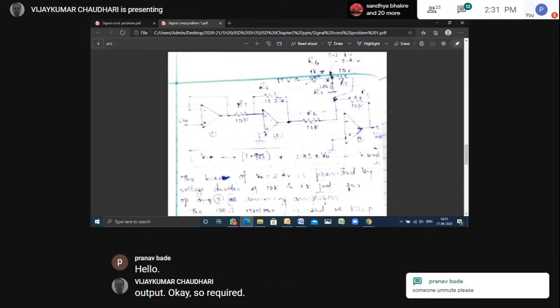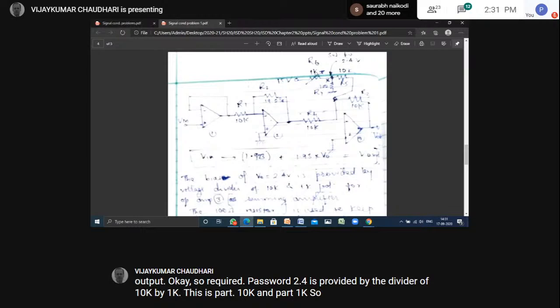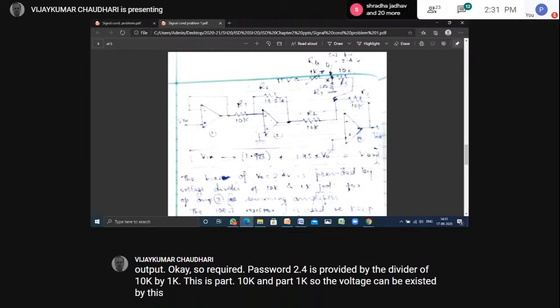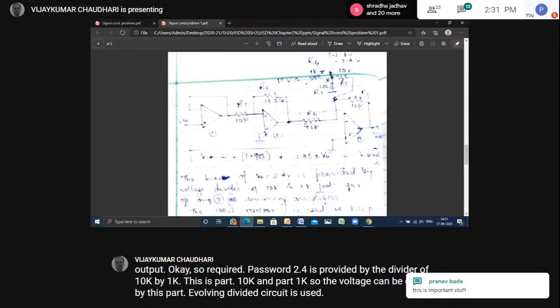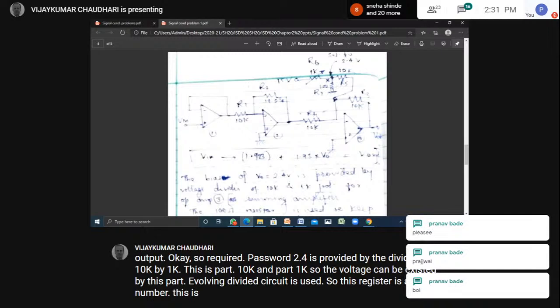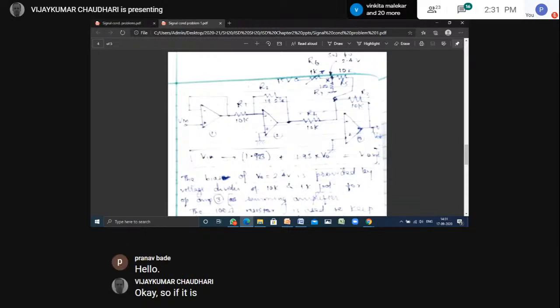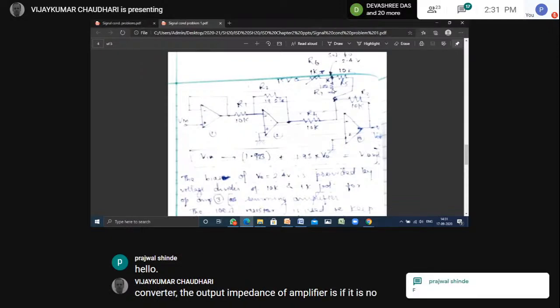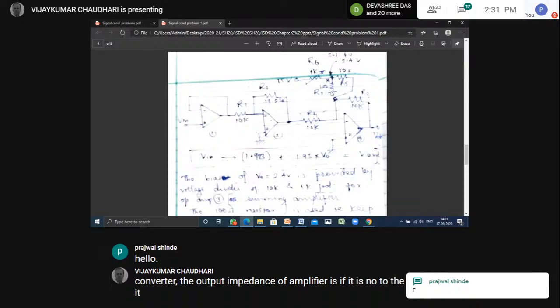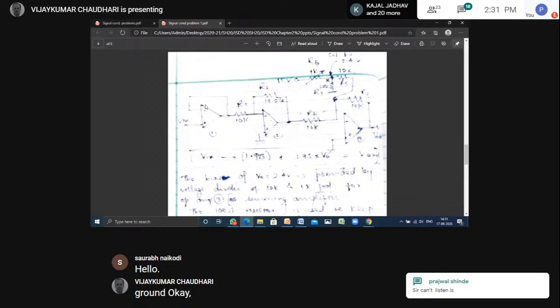This is a pot. Okay, 10K and pot 1K. So the voltage can be adjusted by this pot. So a voltage divider circuit is used. This resistor is an additional one. It is in the output impedance. If it is given to the AD converter, and the output impedance of the amplifier is high, then it can be lowered by connecting this resistance like this to the ground. Okay, so this is how they design.